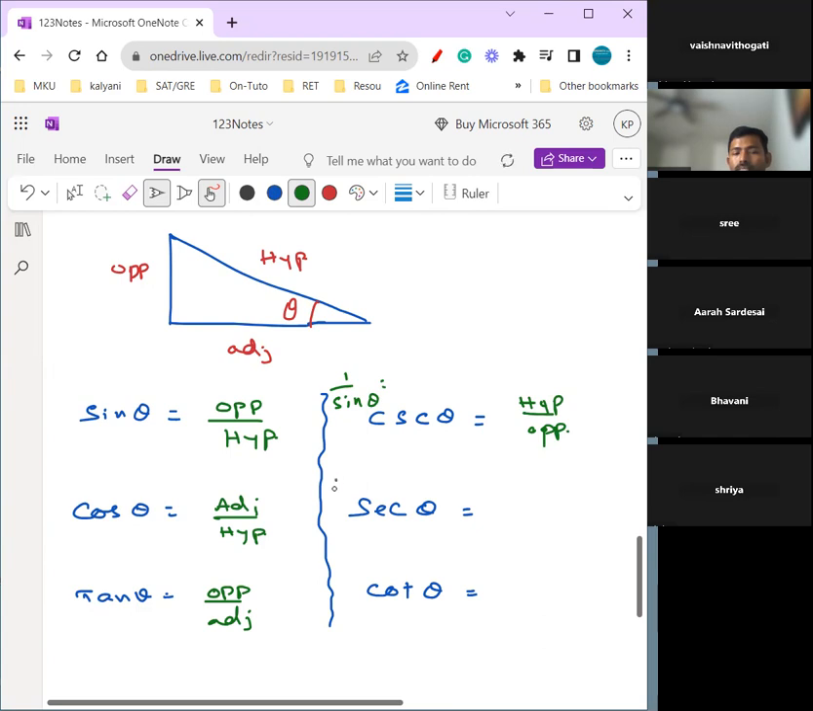If I flip the cos theta, I get the secant, so it's going to be hypotenuse over adjacent. If I flip the tangent, I get the cotangent. It's going to be adjacent over opposite. Okay, so this is normally what we can see when it comes to the trig functions.